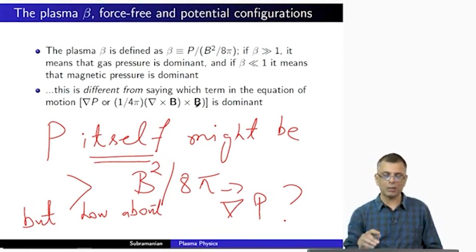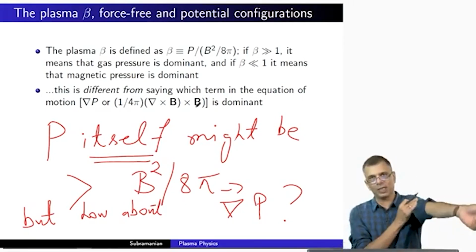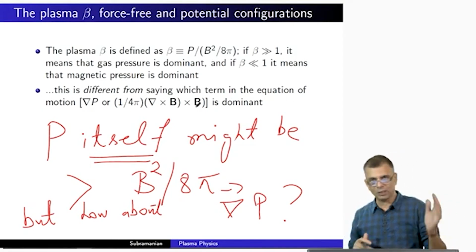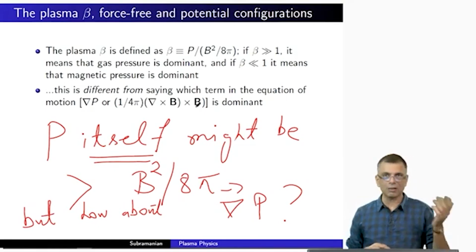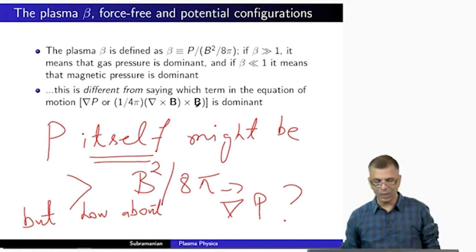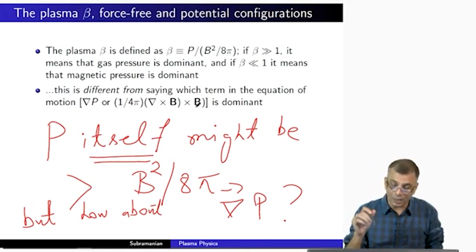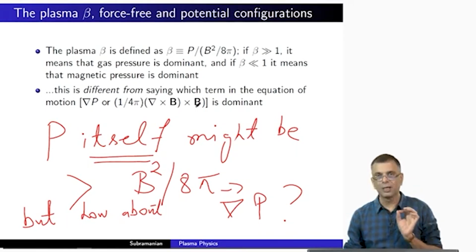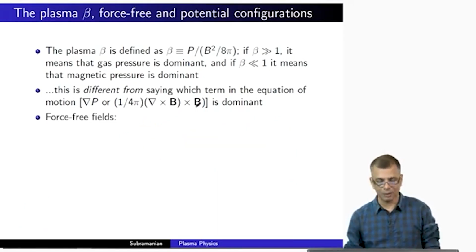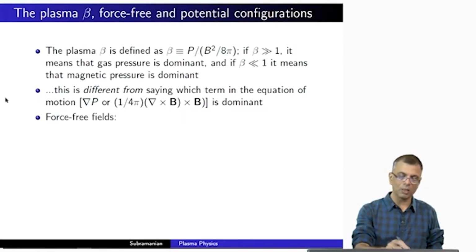So, therefore, the plasma beta is a different statement from saying that this term or that term in the force equation can be considered or neglected. It is not P itself that matters in the momentum equation. It is the gradient of P that matters. So, this is something that needs to be kept in mind very clearly. Okay. So, this was one interesting thing that I wanted to emphasize.